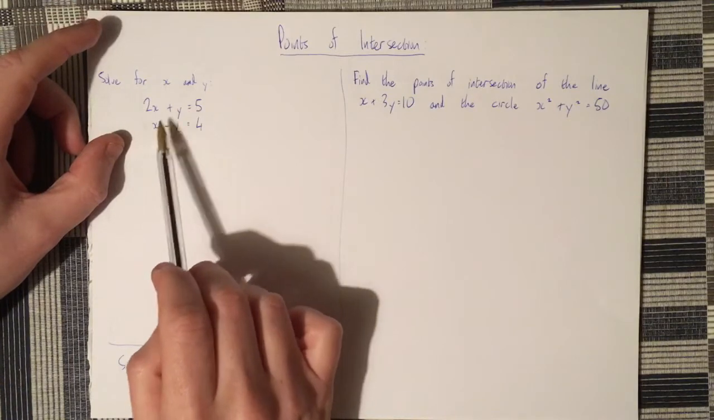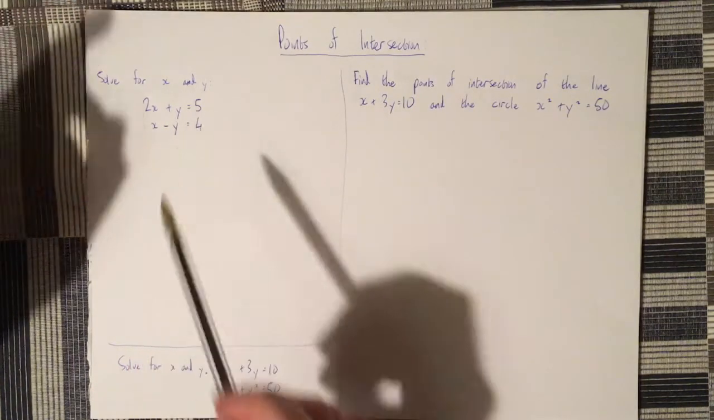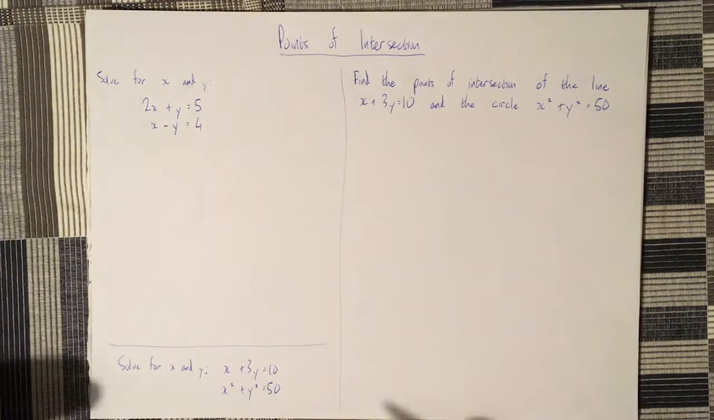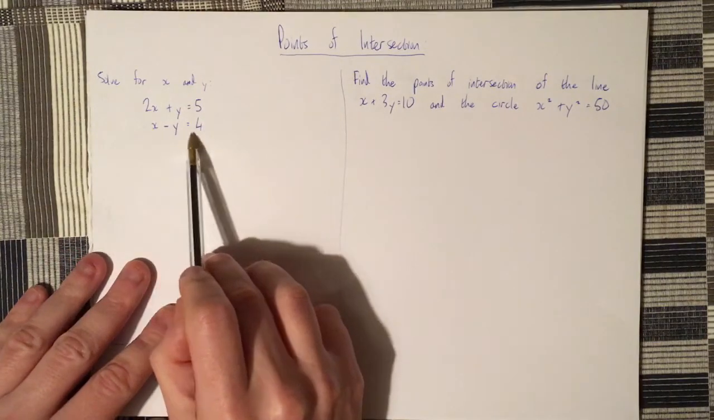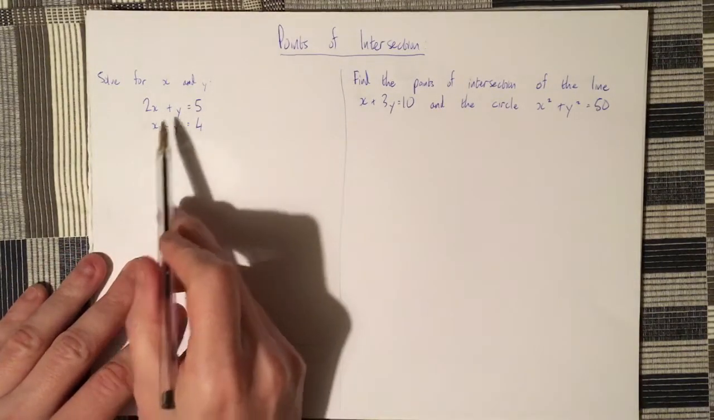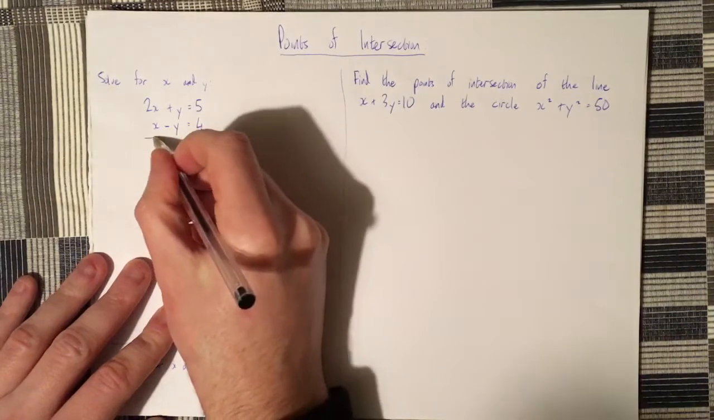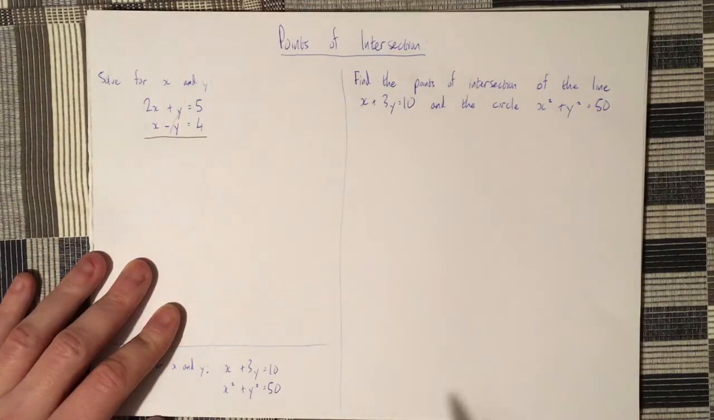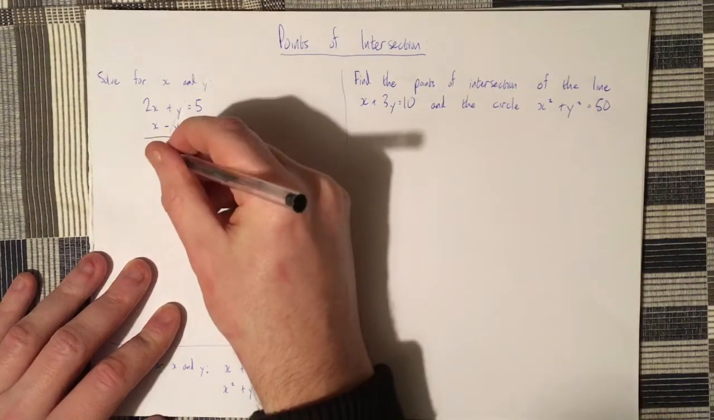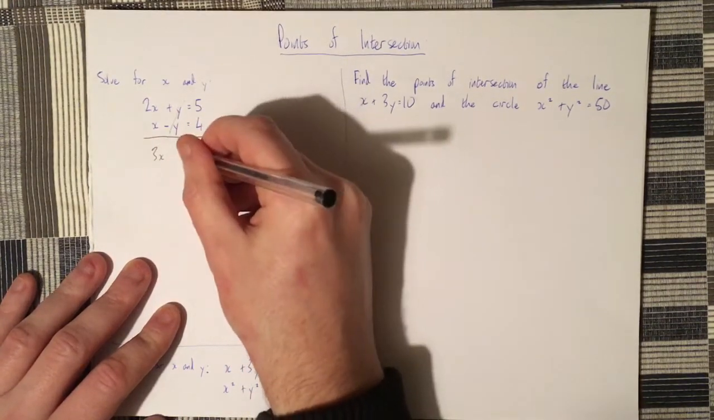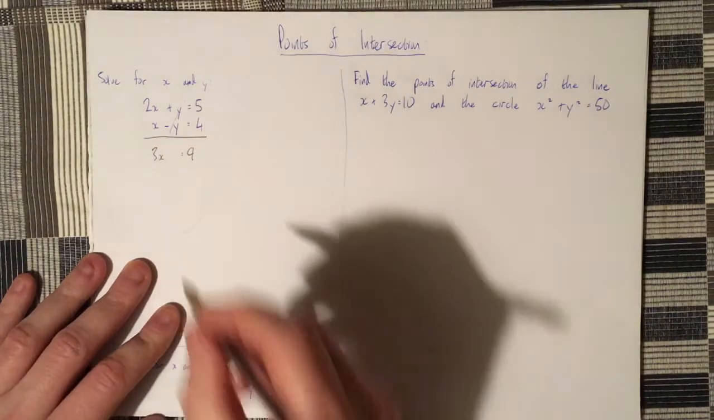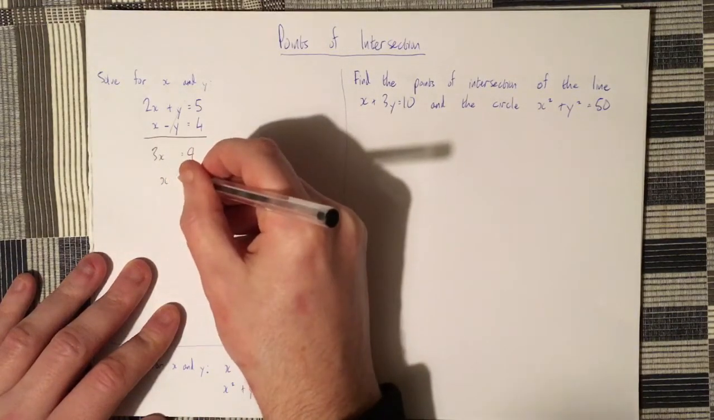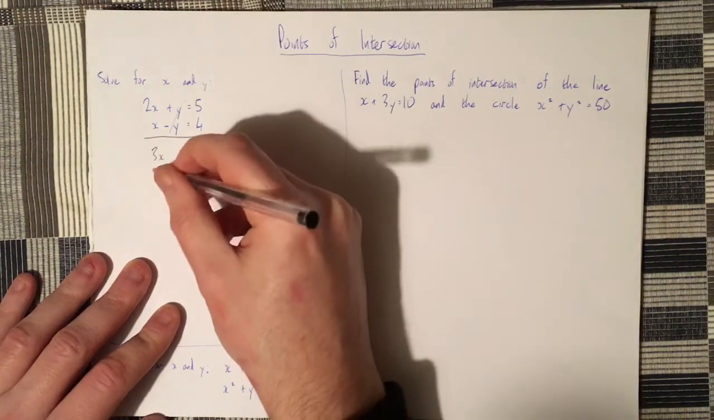2x plus y equals 5, x minus y equals 4. So I solve those using simultaneous equations, and this one is set up nicely for me. If I just add these two equations together, y minus y is 0. That's what I'm looking to happen, to eliminate one of the letters. 2x plus x is 3x, 5 plus 4 is 9. 3x is equal to 9. Well, then x is equal to 3.